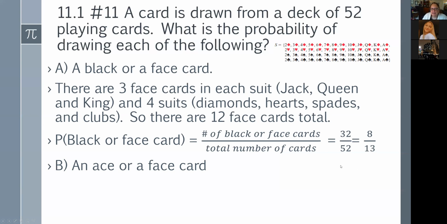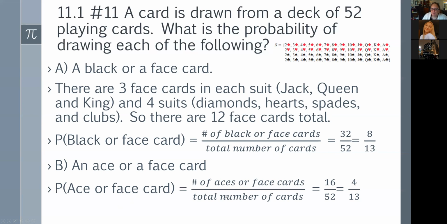Part B is getting an ace or a face card. So there's 4 aces plus the 12 face cards. So this probability is going to be 16 out of 52, which reduces down to 4 out of 13.